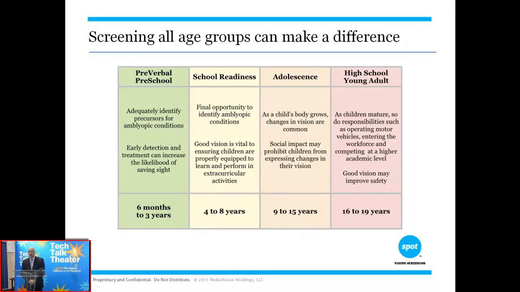So when you break down the groups and the importance of screening, when you look at the pre-verbal and preschool children that you're screening from 6 months of age to 3 years, we're looking to address amblyopic precursors, which are high hyperopia, misalignment of the eyes, and a variance in power from one eye to the next. And as we expand into older ages, we want to screen to make sure, for school readiness, that the children are equipped to learn when they start kindergarten. As they get older and into adolescence, that's when a lot of the vision issues start to emanate, and they need to get glasses to learn at those ages.